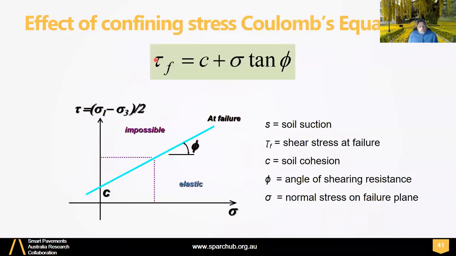Shear strength is normally given by the Mohr-Coulomb relationship, and that equation is given here. Shear strength on the y-axis is given by a frictional component, tan phi, the coefficient of friction, if you like, of the particles, multiplied by the applied stress on it, plus any cohesion it may have. This curve is a straight line in this representation. C is the intercept, phi is the friction angle.